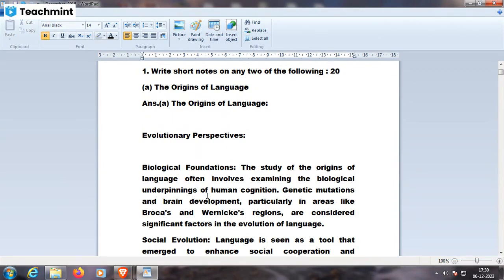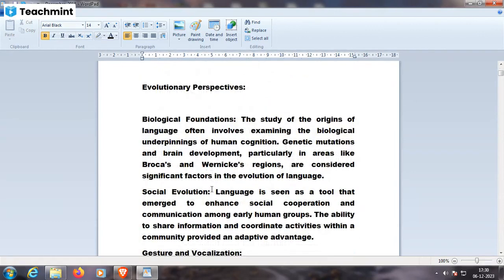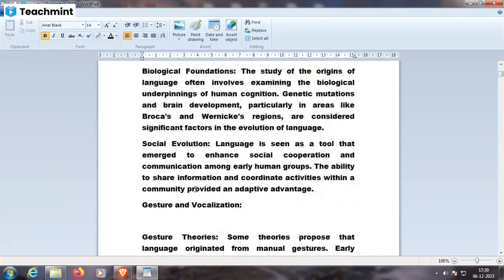So the words to be used here are genetic mutations and brain development, particularly in areas like Broca's and Wernicke's regions. These are the regions for language. You need to know the names only. Then comes, after evolutionary perspectives, under which falls the biological foundations, social evolution, gesture and vocalization. You have to mention this point.